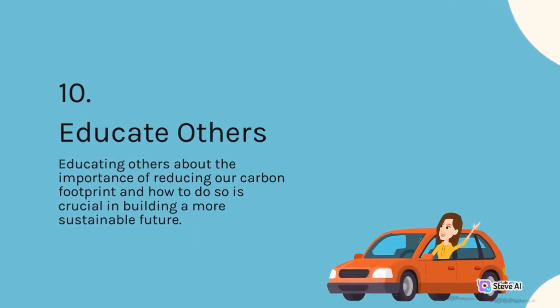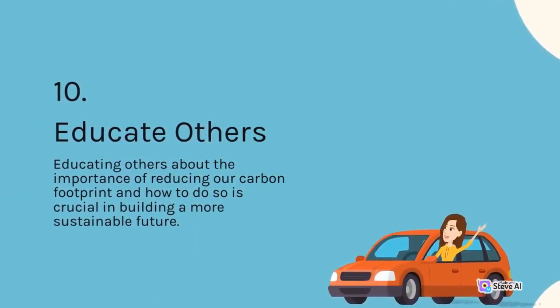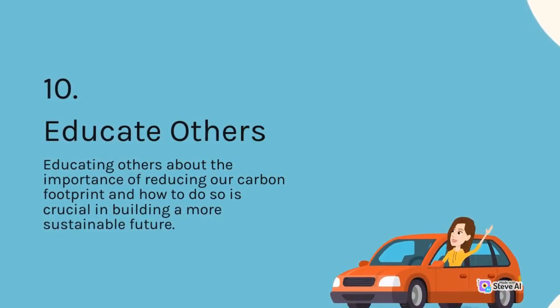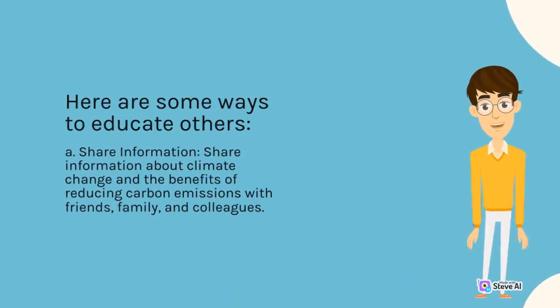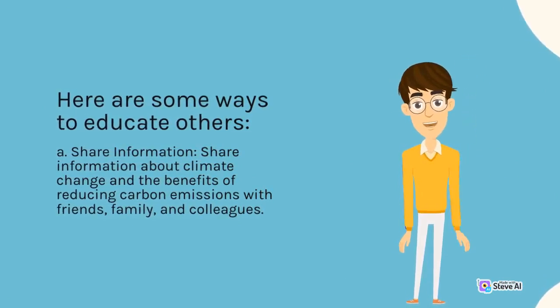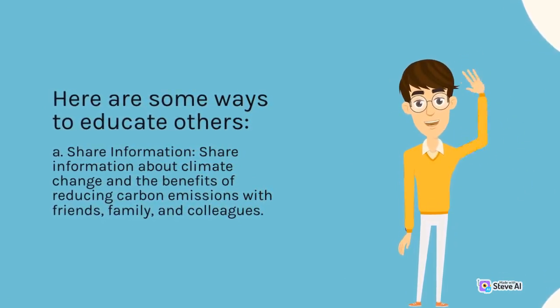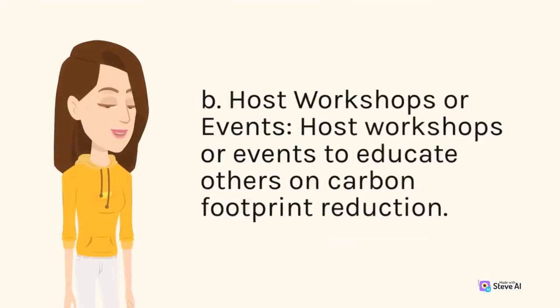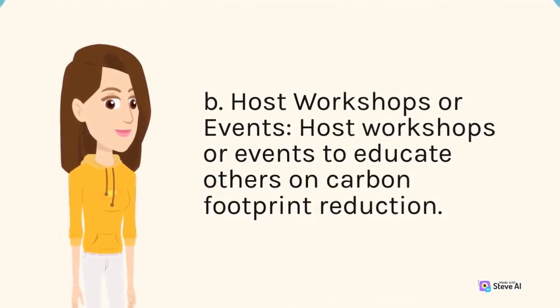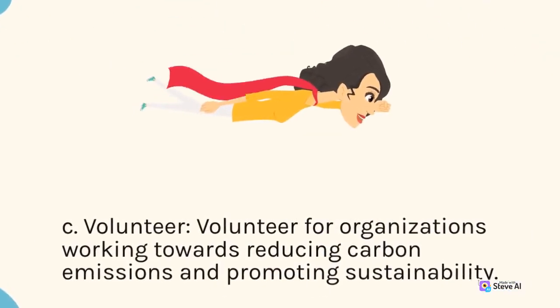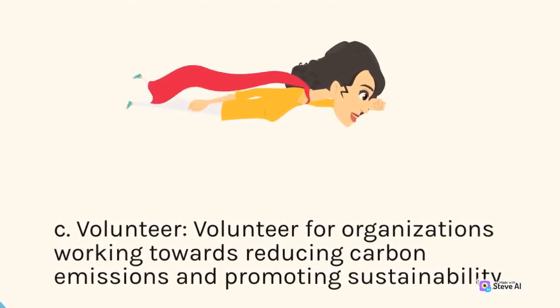10. Educate others. Educating others about the importance of reducing our carbon footprint, and how to do so, is crucial in building a more sustainable future. Here are some ways to educate others. A. Share information. Share information about climate change and the benefits of reducing carbon emissions with friends, family, and colleagues. B. Host workshops or events. Host workshops or events to educate others on carbon footprint reduction. C. Volunteer. Volunteer for organizations working towards reducing carbon emissions and promoting sustainability.